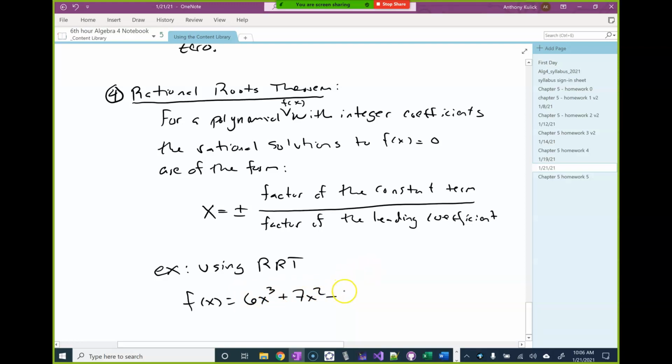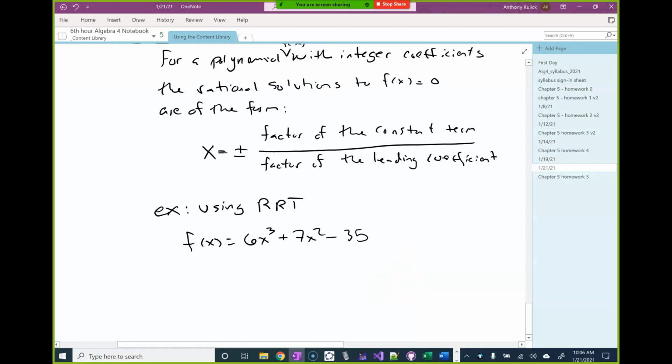Everybody okay there? So my possible rational solutions to f of x equals 0 are plus or minus each of these divided by each of these.